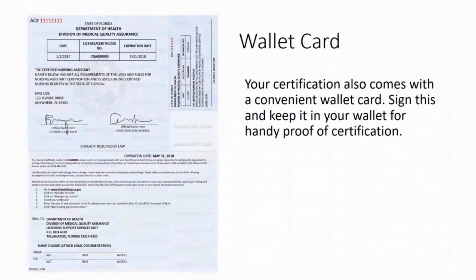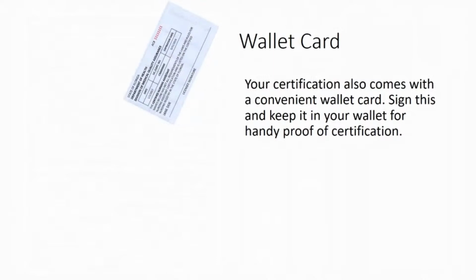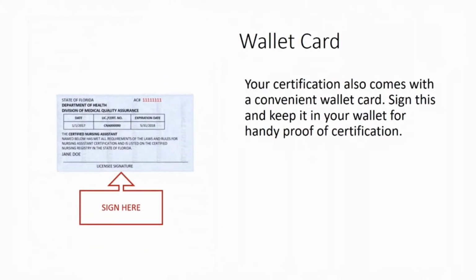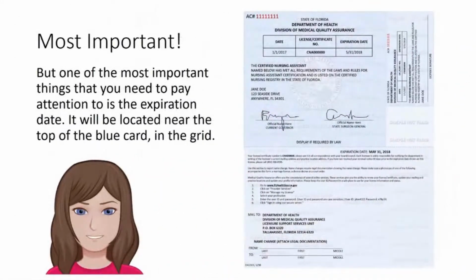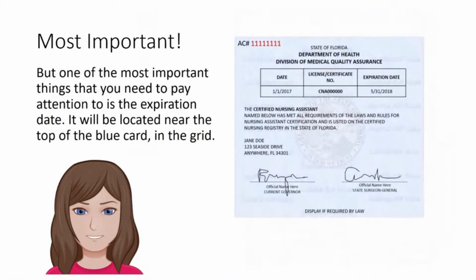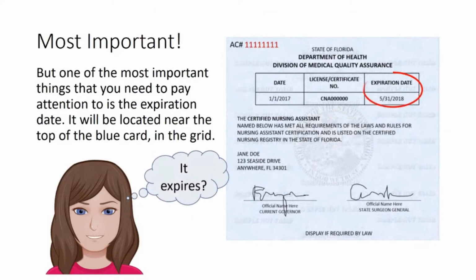Your certification also comes with a convenient wallet card. Sign this and keep it in your wallet for handy proof of certification. But one of the most important things you need to pay attention to is the expiration date. It will be located near the top of the blue card in the grid.